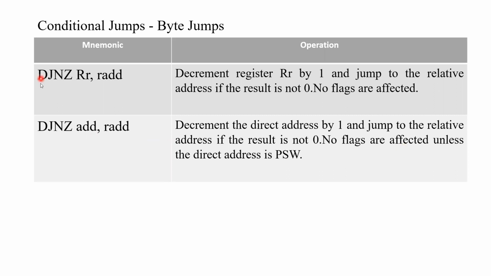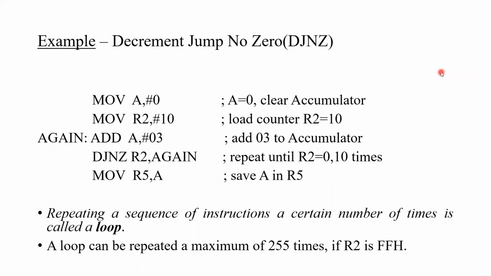As I said, DJNZ stands for decrementing the contents of the register and seeing whether the contents of Rn are equal to 0 or not. If it is not equal to 0, jump to the relative address. Similarly here for the direct address. We'll see an example.